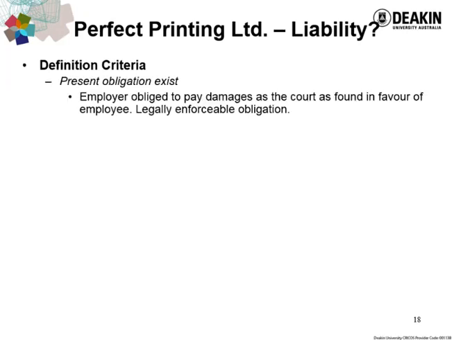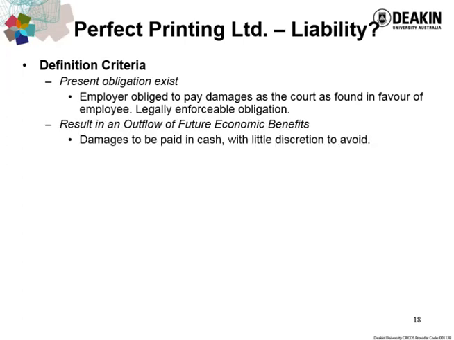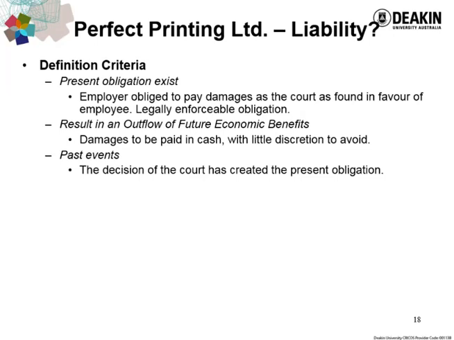So let's apply the liability definition. Is there a present obligation in this case? Yes, because the court has concluded that the company is liable, and therefore this is legally enforceable. Are there any future economic outflows? Yes, because when you compensate Bob, there will be a cash outflow. Is there any past event? Yes, the decision of the court itself is a past event that creates the present obligation. Since all the definition criteria of a liability are met, we need to also discuss the recognition criteria.